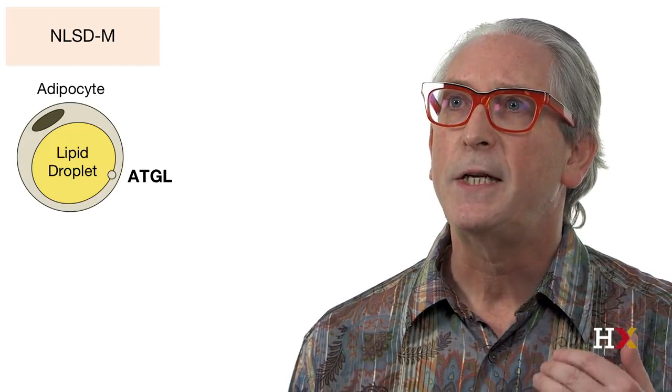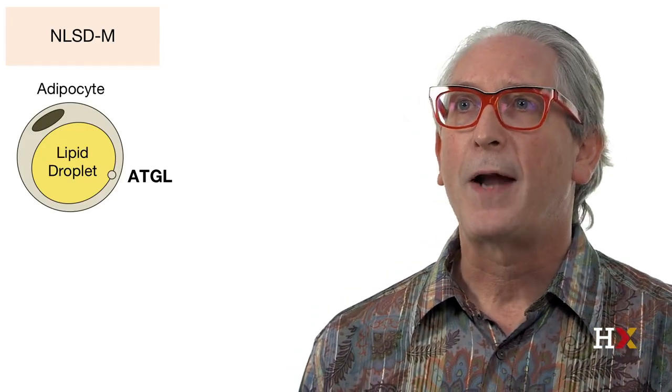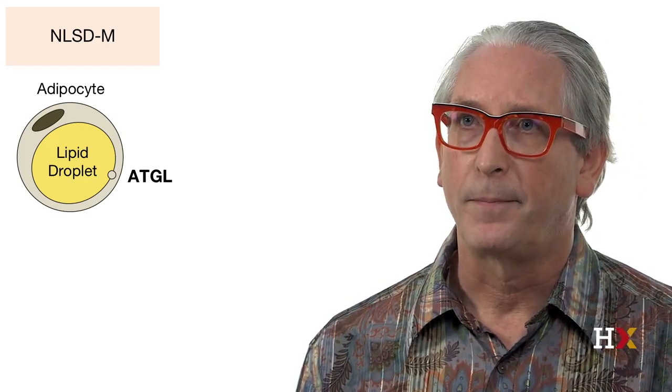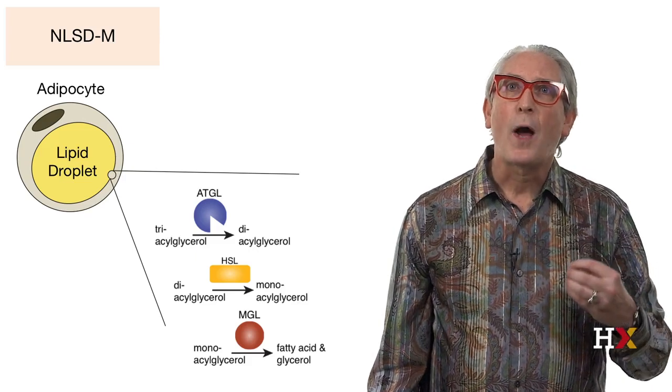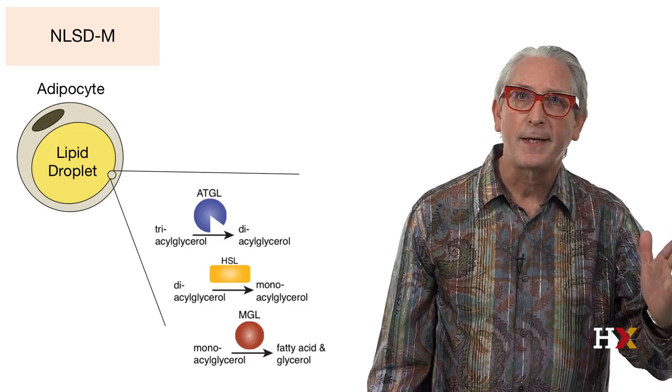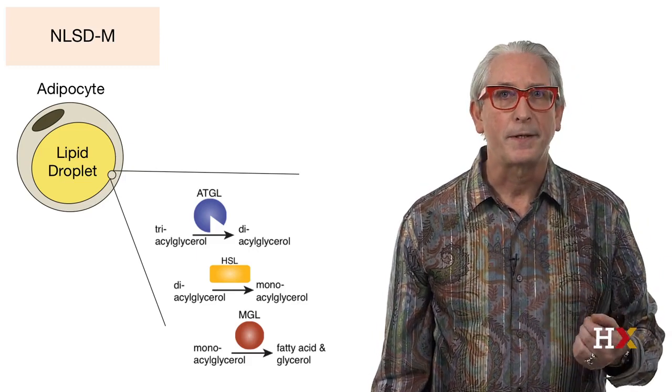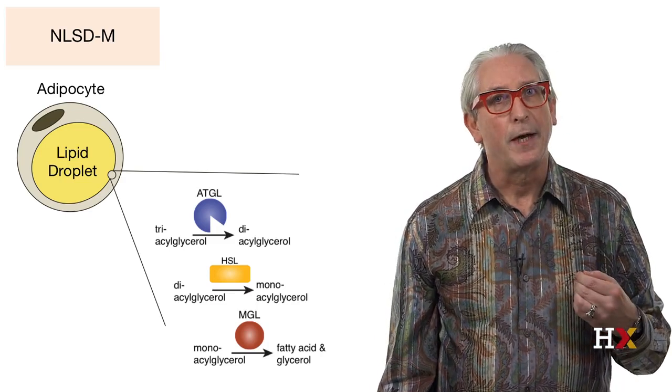So let's take a look at NLSDM first. This subgroup of neutral lipid storage disease is associated with mutations in the gene coding for the lipase ATGL. As you recall from a previous video, ATGL is an enzyme required for lipolysis and is active when recruited at the surface of the lipid droplet. ATGL is one of three lipases that convert triacylglycerol into free fatty acids and glycerol molecules. The other two lipases are called HSL and MGL.